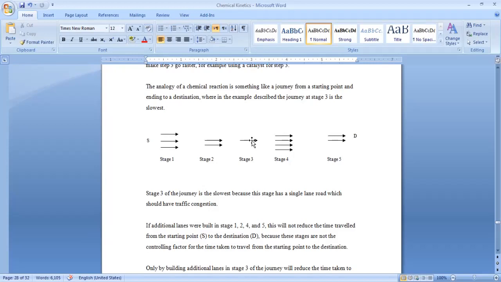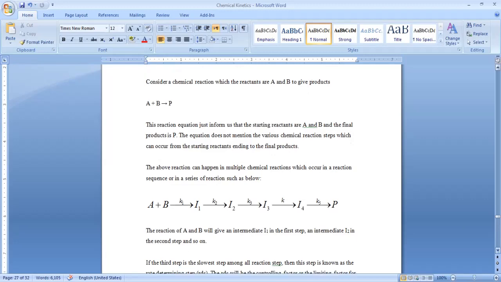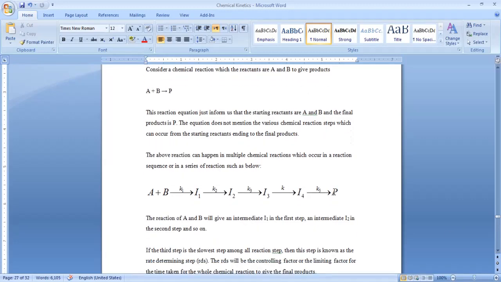Therefore, the slowest step in the series of reactions is the rate determining step, RDS. Same in a chemical reaction. Compare the chemical reaction, you have 1, 2, 3, 4, 5 stages. Which one of these is the slowest step? Then that is the rate determining step. That rate determining step controls the overall rate of the whole reaction in the reaction mixture.